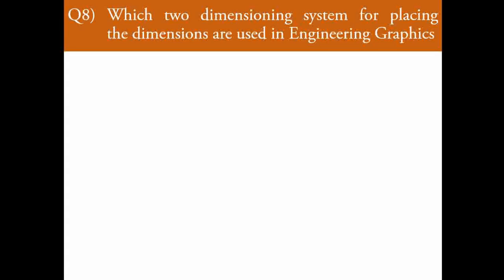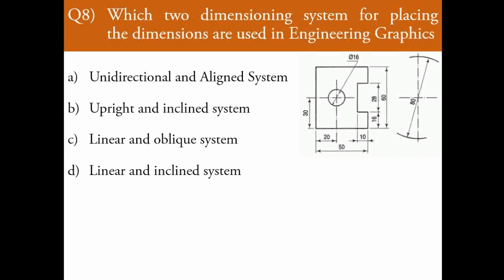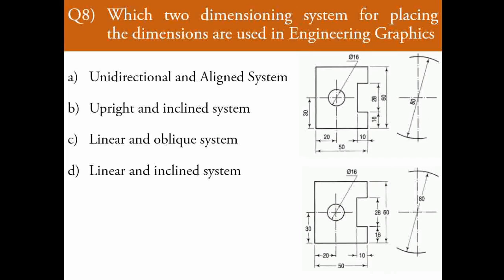Which two dimension systems for placing the dimensions are used in engineering graphics? The question is regarding the dimension methods. Which dimension methods are preferred in engineering graphics for placing the dimensions? Let's have a look at the options. Unidirectional and aligned system, upright and inclined system, linear and oblique system, and the fourth option, linear and inclined system. I hope all of you are aware of that, but still we will have an explanation regarding this. Some diagrams are there. You can observe the diagrams and easily identify the two dimension methods.